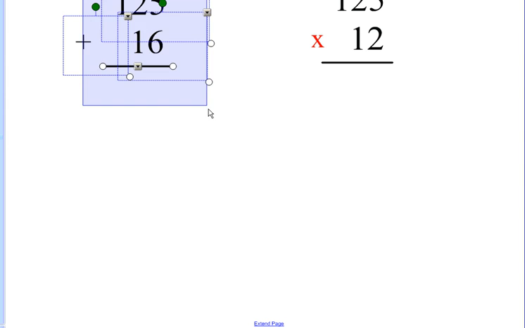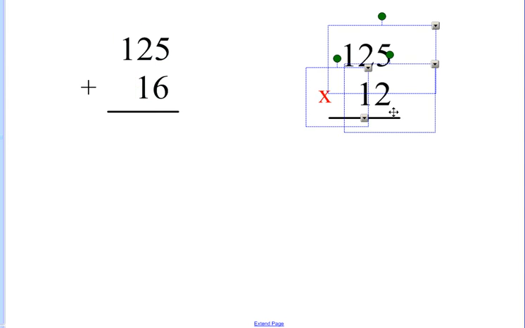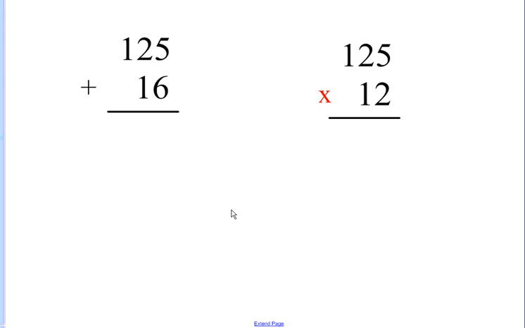Okay, move these guys down a little bit so you can see them better. The 125 by plus 16 compared to 125 times 12. Would you agree that there are different rules for multiplying and adding? And yet some of the things stay the same. Like for instance, if I go 5 plus 6, that makes 11, and I carry the 1. And if I do 5 times 2 over here, and that's 10, I still carry the 1, right? So there are some rules that are the same and some that are different.